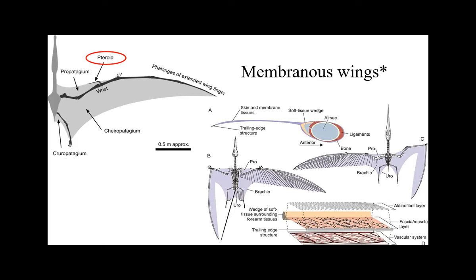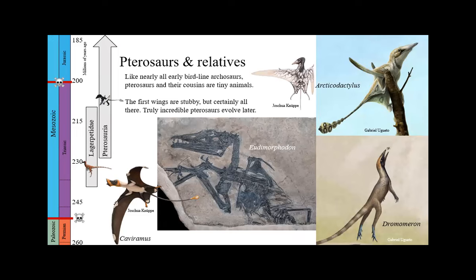So let's talk about that pterosaur transition. What I have here are a couple of Triassic pterosaurs, some skeletons and some artistic reconstructions. Caviramus, Eudimorphodon, Arcticodactylus is the oldest known true pterosaur. It's also quite tiny. It's like this big. And then here's one of those lagerpetids. This animal called Dromomeron is one of them.